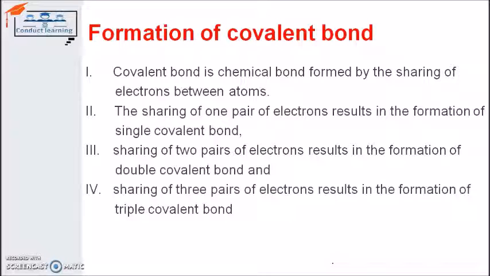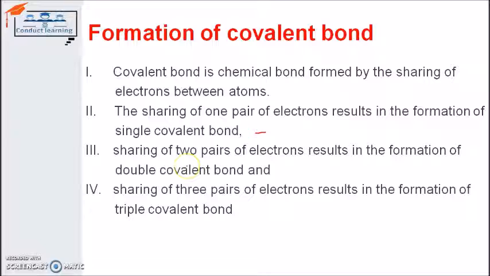Next is the formation of covalent bonds. It is very much important. A covalent bond is a chemical bond formed by sharing of electrons between atoms, as I told you before. The sharing of one pair of electrons results in the formation of a single bond. If you share one pair of electrons between two atoms, they form a single covalent bond and it is represented by this single line.